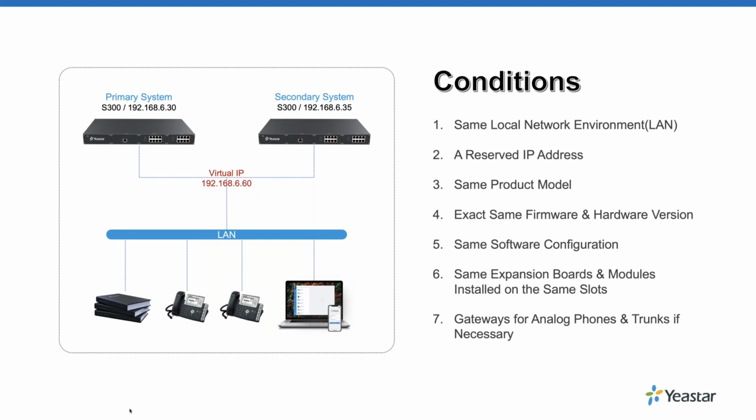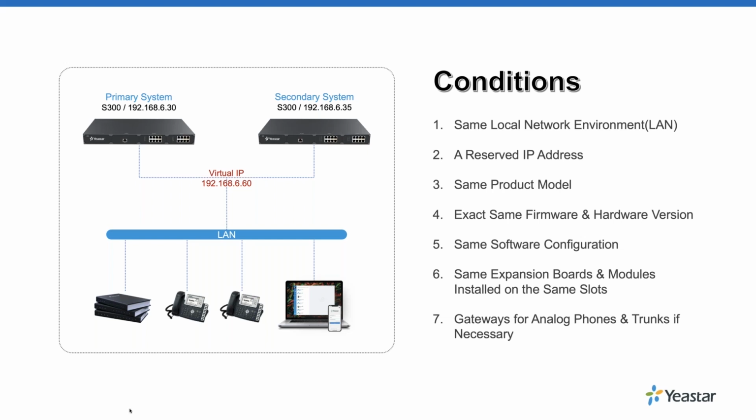For example, if I fix the FXS module on the primary system, on slot one of expansion one, I'm going to do the same thing on the secondary system. I can't fix this FXS module on slot two or slot three. It doesn't work. I have to make sure they have the same hardware installation. All right. And the last point, it's optional.